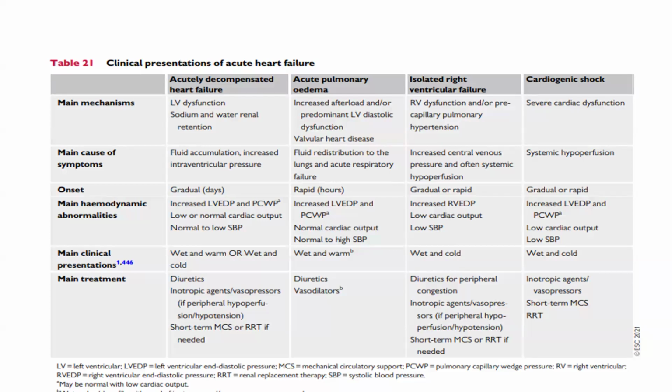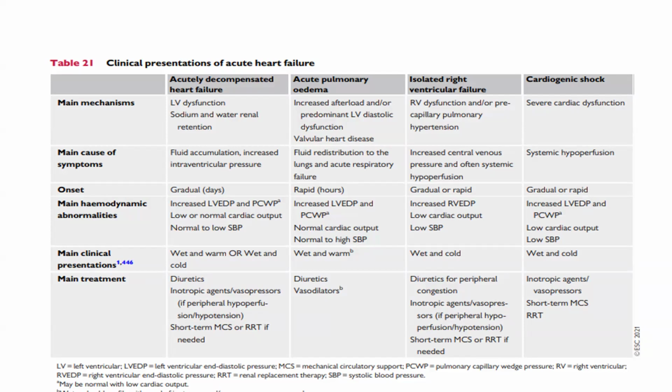Then the next presentation is isolated right ventricular failure, right ventricular dysfunction and/or precapillary pulmonary hypertension. So the main cause of symptoms is increased central venous pressure or often systemic hypoperfusion. The hemodynamic abnormality will be increased right ventricular end diastolic pressure, low cardiac output, and low systolic blood pressure. So the patient will be wet and cold. Treatment will be diuretics for the peripheral congestion, inotropic agent, and vasopressor, and short-term mechanical circulatory device or RRT if needed.